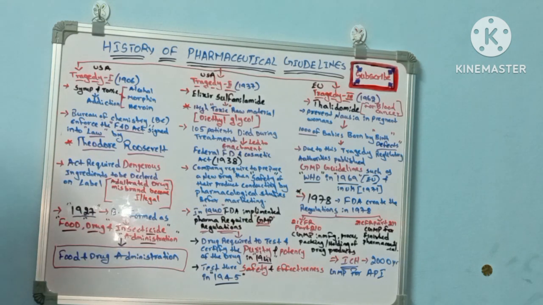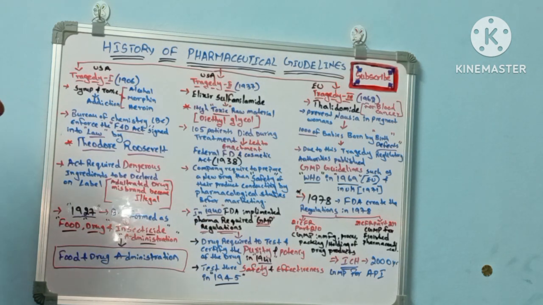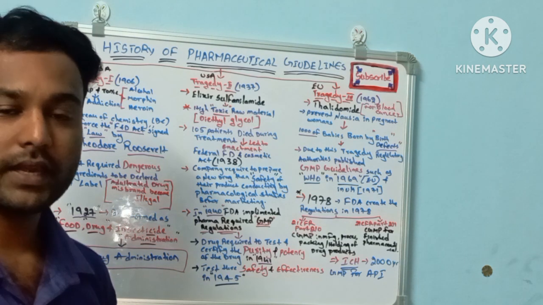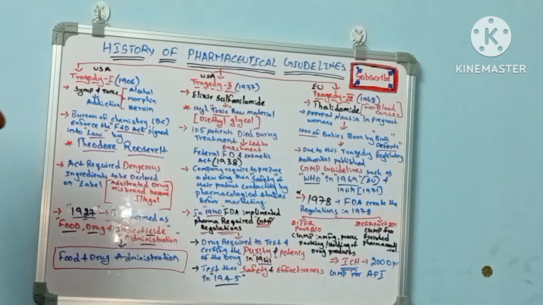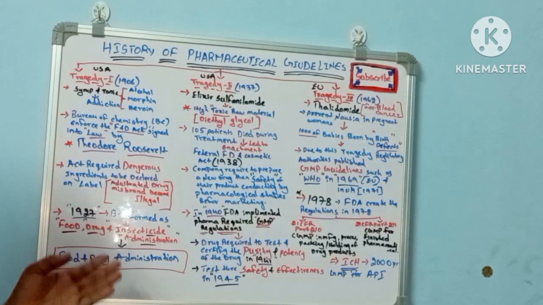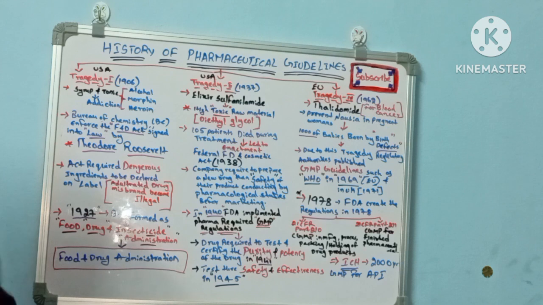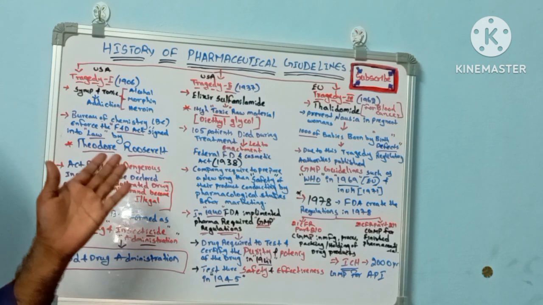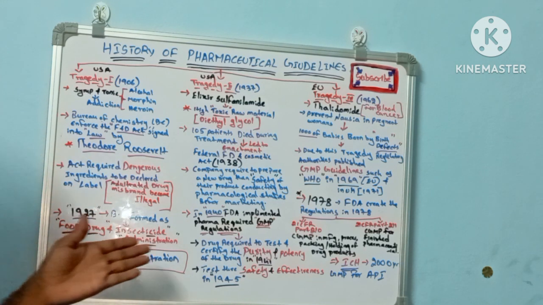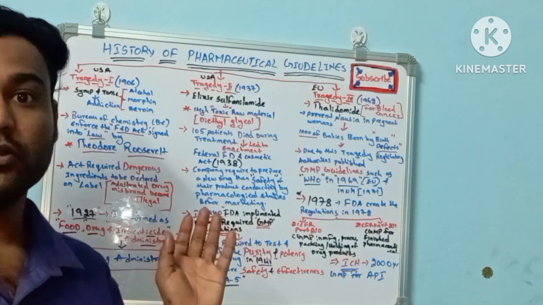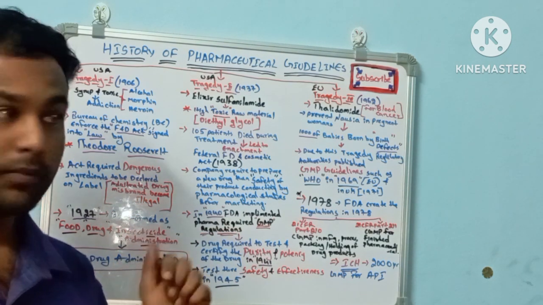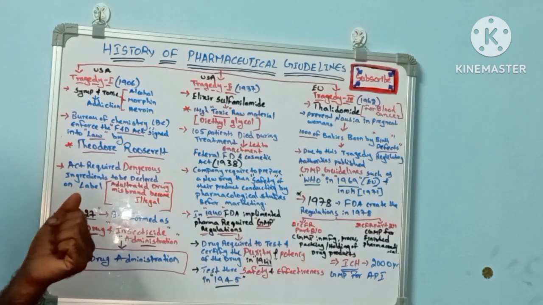Today we are discussing the history of pharmaceutical guidelines. What is the history behind the guidelines? Who created them, how they were created, and what tragedies happened before the guidelines. Based on the tragedies, they formed the guidelines. Before explaining the topic, let us know some basic ideas about these guidelines.